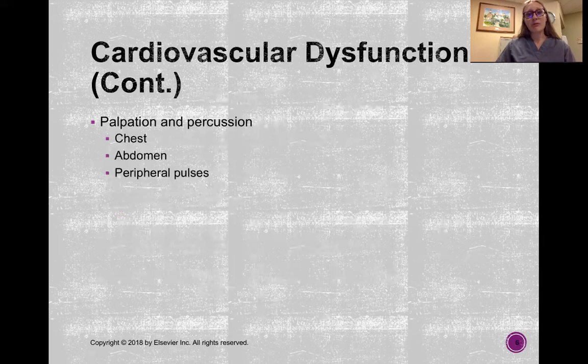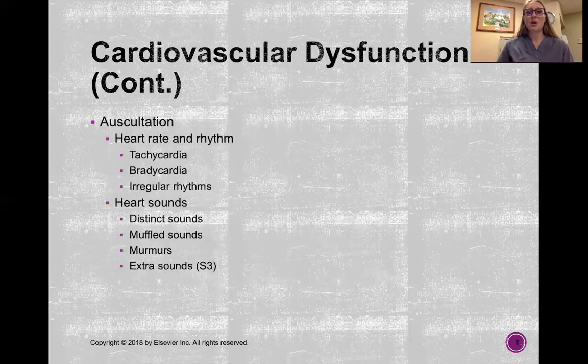And when we look at our peripheral pulses, mainly what we're looking for there is discrepancies. So is our right pulse or left pulse the same? Do we have similar pulses in our extremities, or do we have a slower pulse in our feet and a faster pulse in our hands? Or is the right hand stronger than the left hand? Those types of discrepancies are what we're looking for there.